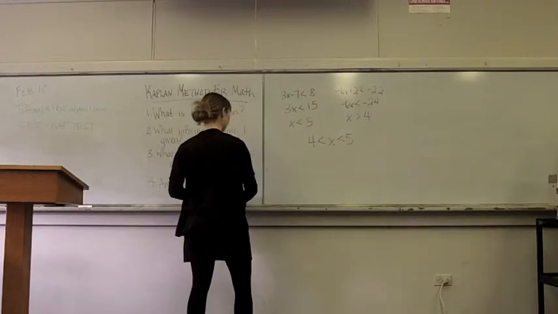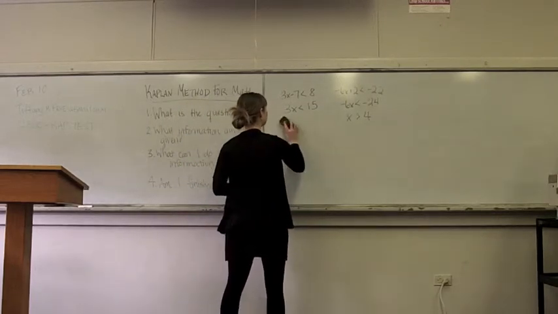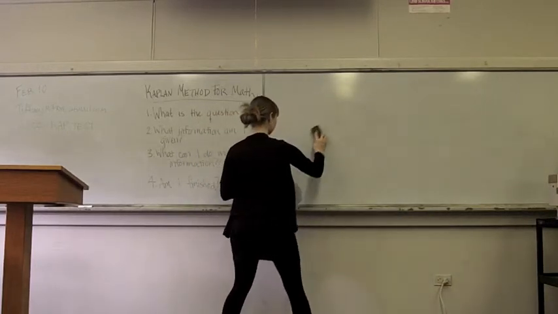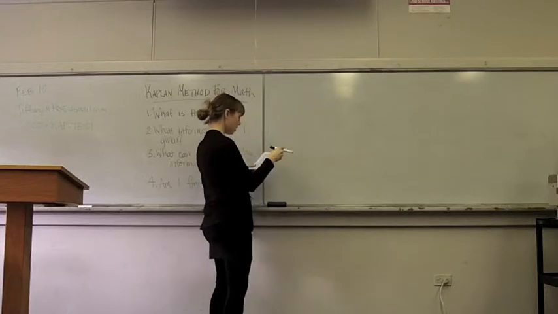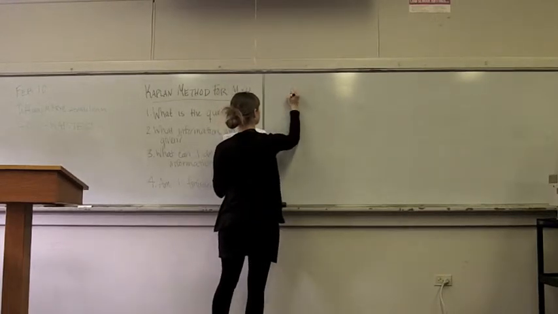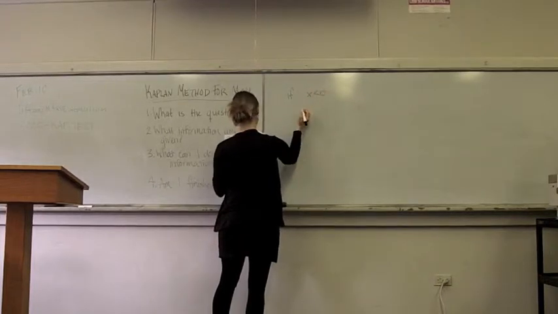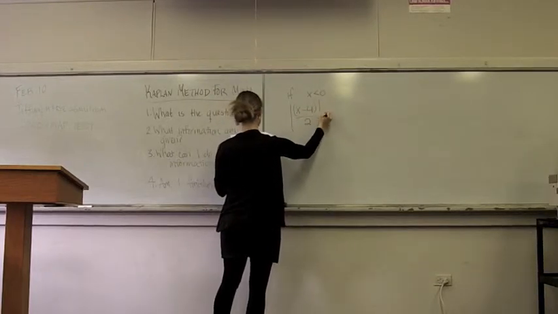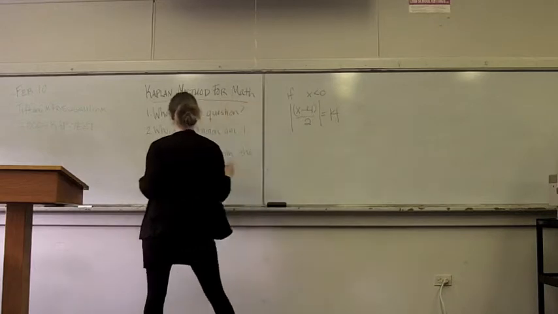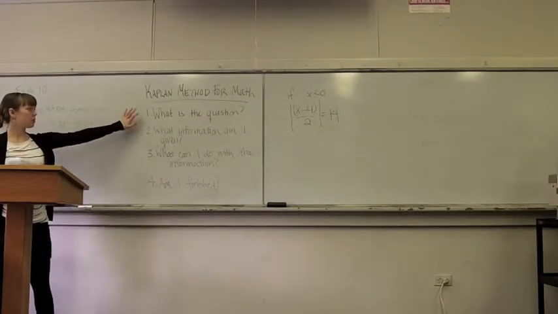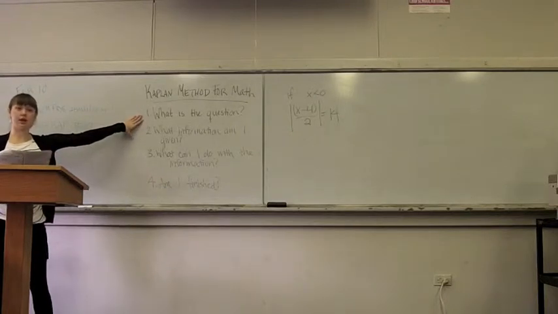So let's look at another example that's similar to what we did before we got started. If x is less than 0, and the absolute value of x minus 4 over 2 equals 14, what is the value of x? To start with, let's look at the Kaplan method. What are we being asked to find here?